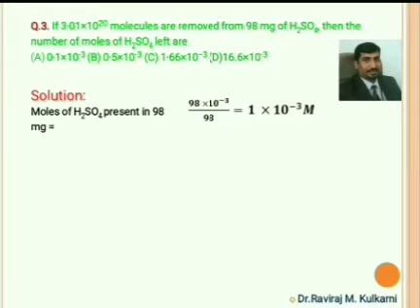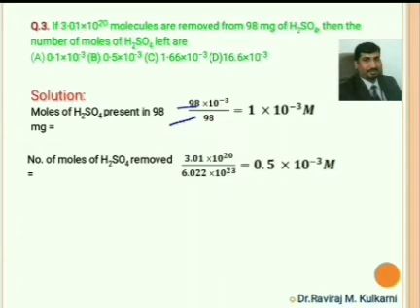Simple numerical it is. Moles of sulfuric acid present in 98 milligram is equal to what? Is equal to 98 into 10 raised to minus 3, that is milligram I have written in grams, 98 into 10 raised to minus 3 gram divided by 98 gram, that is 98 is molar mass of sulfuric acid. We have already done that. You should remember such things. So what is the answer? 1 into 10 raised to minus 3 mole.